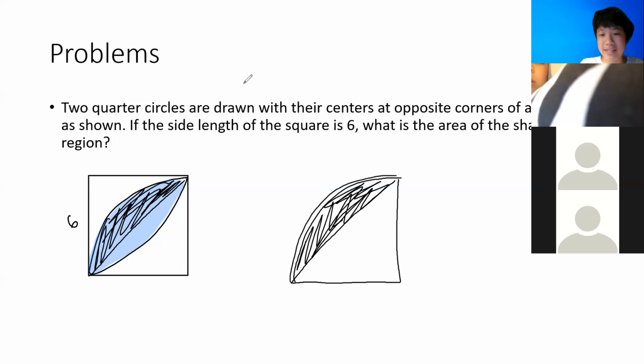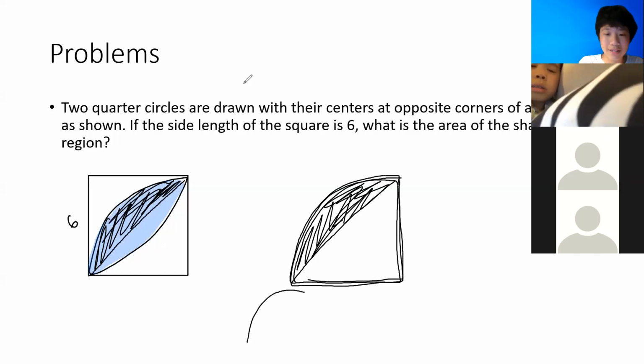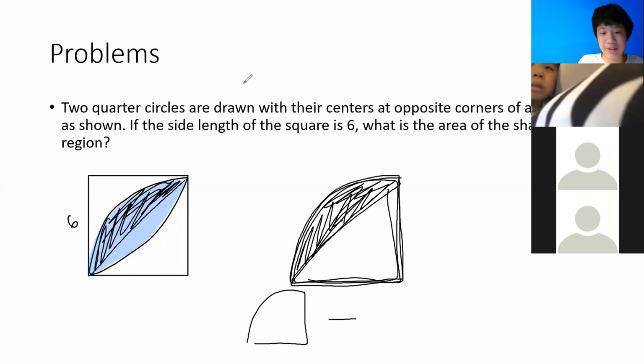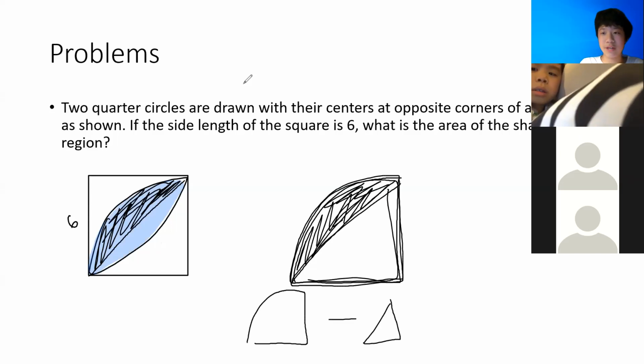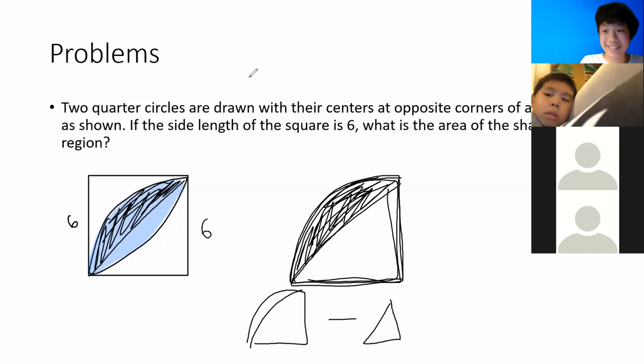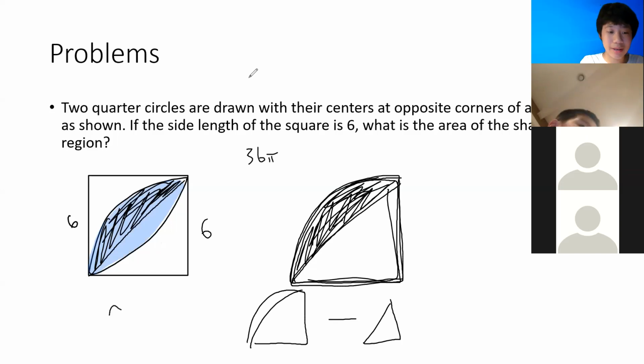Well, we can take the area of the entire quarter circle, and subtract out the area of the triangle here, right? And that will give us 1/2 of what we need. So what's the area of the quarter circle going to be? Well, this is a quarter circle with radius 6. So one whole circle would be 36 pi. One quarter circle will be 9 pi.